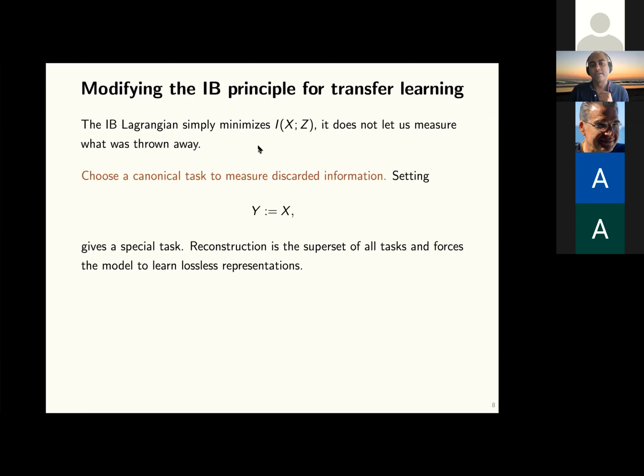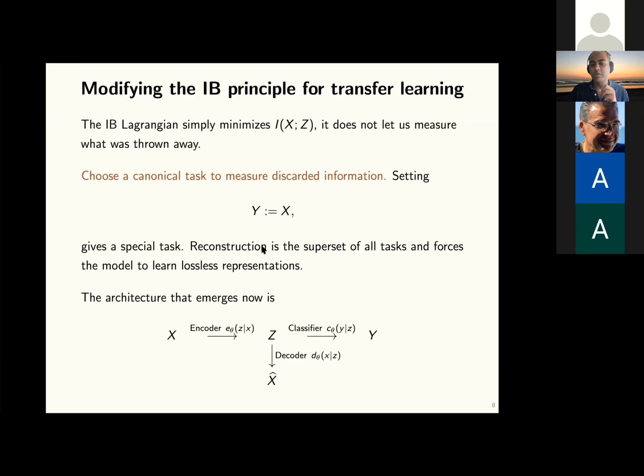So we are going to play a little trick. We are going to consider a second task that is simply reconstruction. And reconstruction is a beautiful task. Formally speaking, it is a superset of all tasks. If you're good at reconstruction, in principle, you should be able to use this lossless representation to perform any other task that I ask of you.